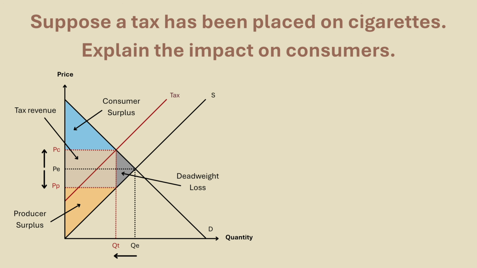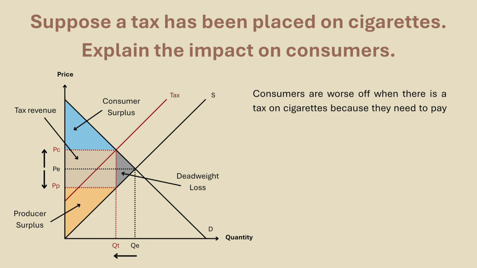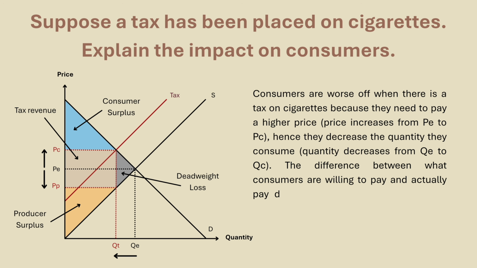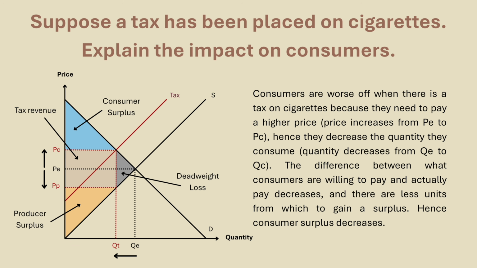Suppose a tax is being placed on cigarettes. Explain the impact on consumers. Consumers are worse off when there is a tax on cigarettes because they need to pay a higher price, so price increases from PE to PC. Hence, they decrease the quantity that they consume. Quantity decreases from QE to QC. So the difference between what consumers are willing to pay and actually pay decreases, and there are less units from which to gain a surplus. Hence, consumer surplus decreases.